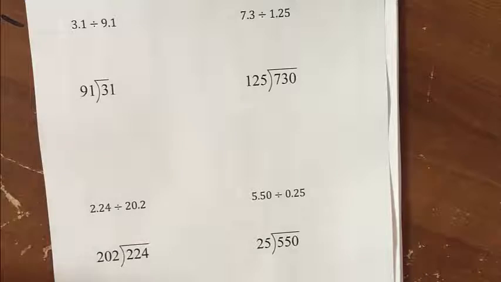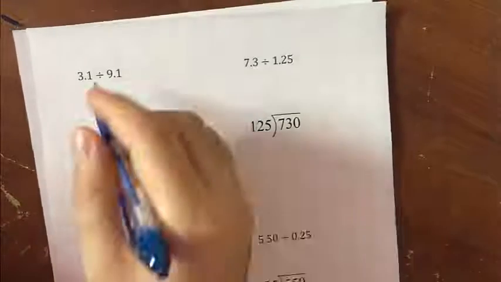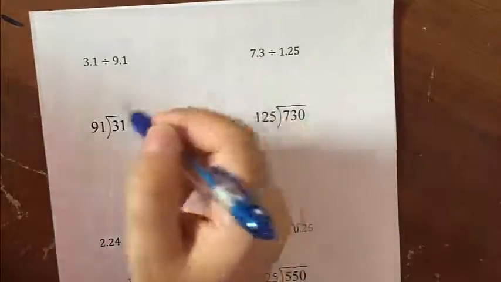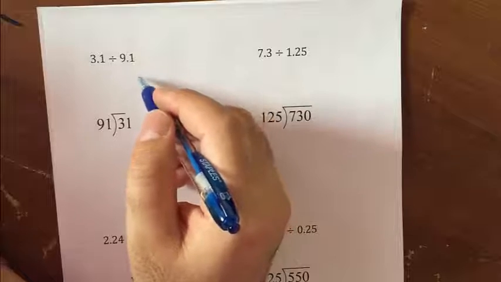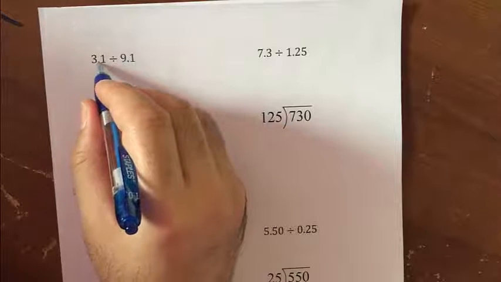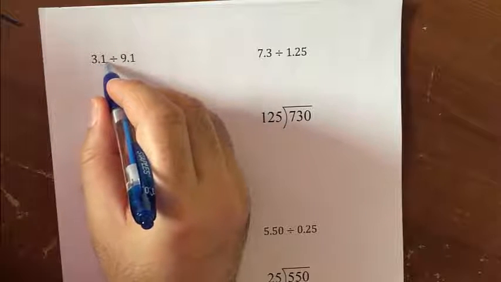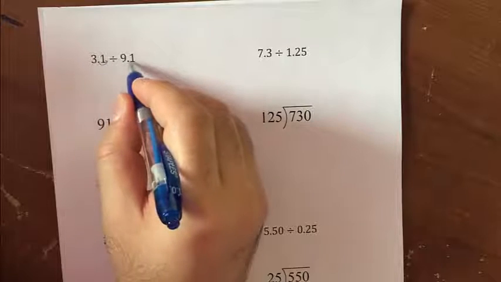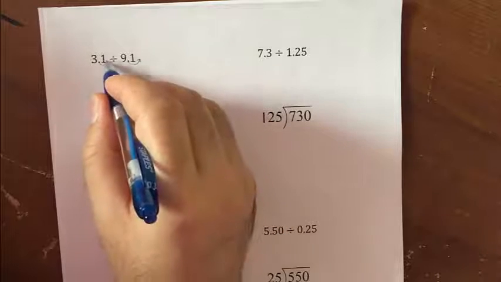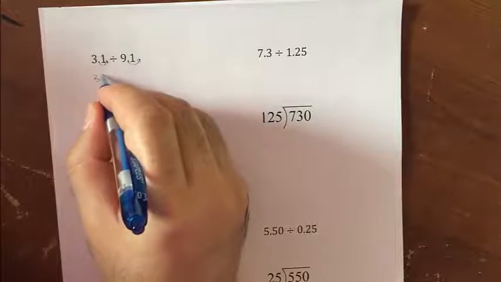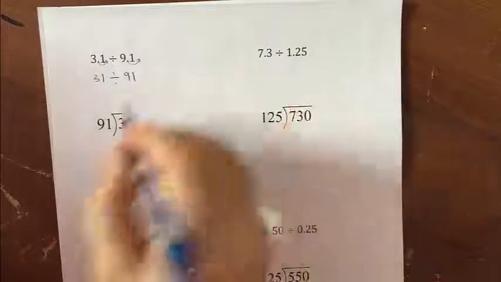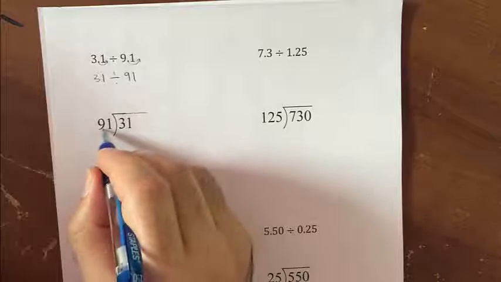So I have here a few examples. We have 3.1 divided by 9.1. Before we start dividing, we have to get rid of the decimals. Remember, the key is to move this decimal to the right side. So you move this one here, then you have to do the same thing on the other number. You have to move it over there. So now our numbers become 31 divided by 91. So we write it like this. We have 31 and 91.